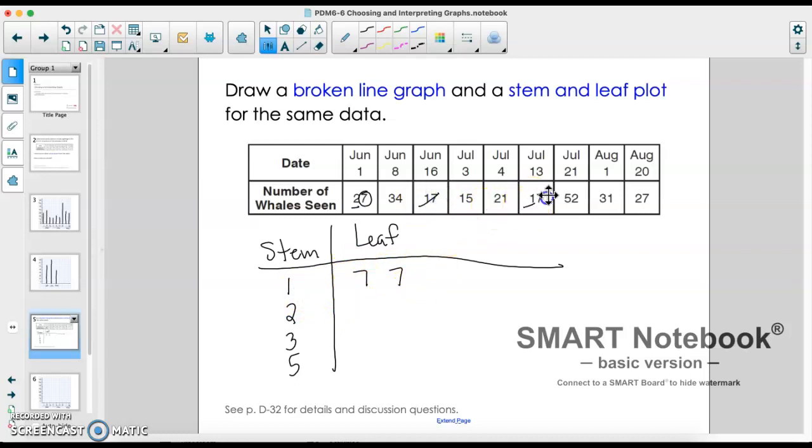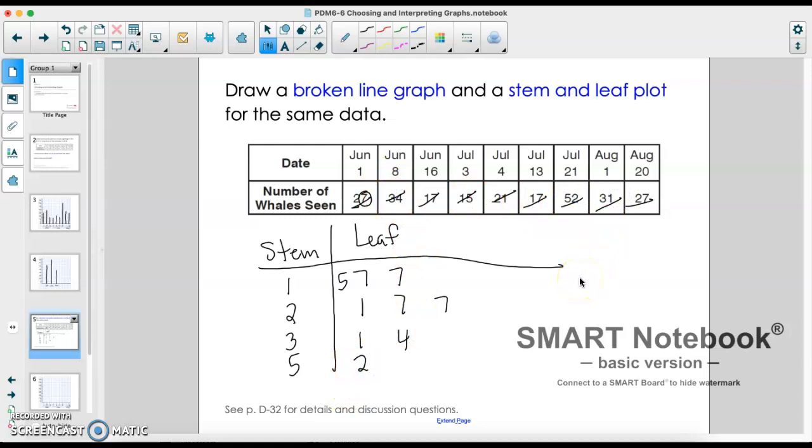Cross those off. My next numbers are in the 20s. My lowest one is 21. Then I have 2 27s. Cross those ones off. I missed a number. 15 is one of the numbers that can go there. That gets crossed off. In the 30s, I have a 31 and a 34. And then here I've got 52. I've got all those numbers written down.